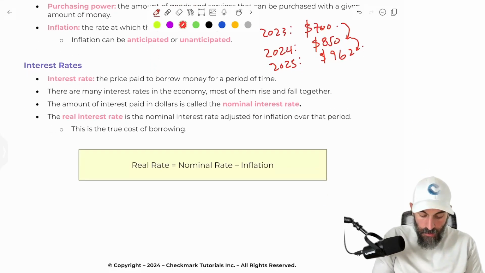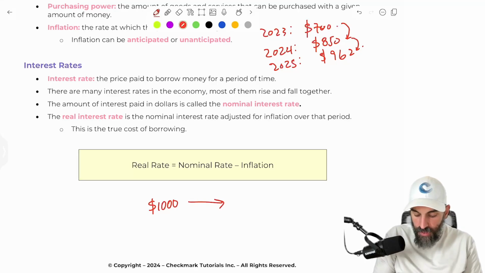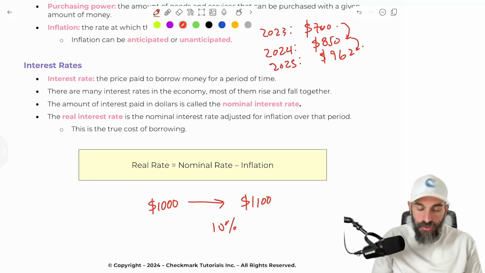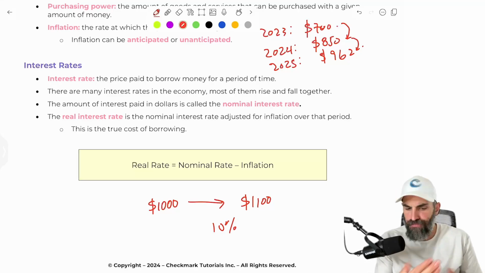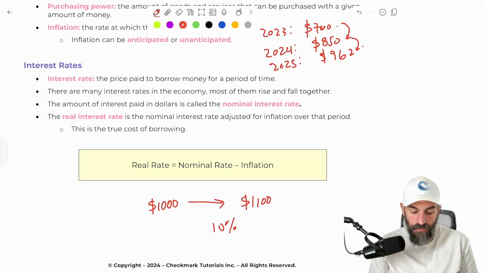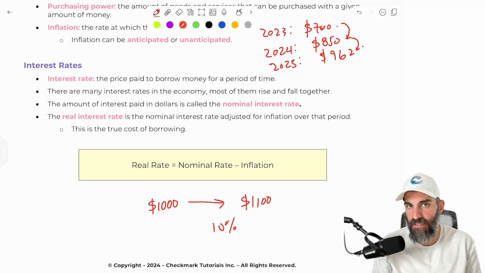Now, in all cases, you have a nominal interest rate, which is, again, just the dollar amount. So let me explain. If you take out a $1,000 loan today, and then 1 year from now, you have to repay $1,100, you pay 10% interest. And that's what we call the nominal interest rate. It's the interest rate that just looks like the dollars of the principal and the dollars of the interest. But again, like with nominal GDP, it completely ignores inflation.